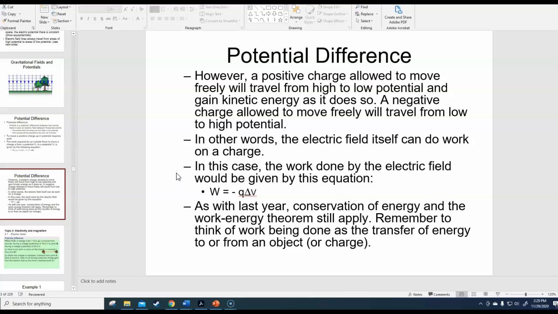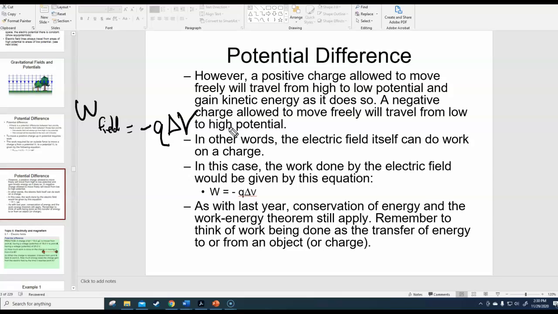But anyway, my point is that the electric field can itself do work, just like the gravitational field can do work on a mass. The electric field can do work on a charge. In this case, the work done by the field would be given by the equation W = negative q times delta V. Now notice this is very similar to the last equation we saw, W outside equals q delta V. The only difference is this one has a negative sign.